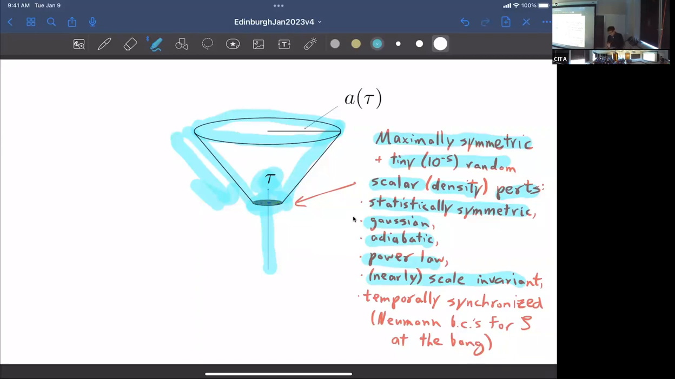And moreover, the perturbations are temporally synchronized in the sense that if you look at perturbations at different wavelengths, they seem to have all gone... It's as if the universe was really radiation dominated all the way back to the bang, as if all the perturbations satisfied a Neumann boundary condition. So they all sort of stopped, at a peak of their oscillation right at the Big Bang, started in sync in that sense. And then the only reason they got out of sync later is because different modes of different wavelengths oscillate at different frequencies. And so there appear to be Neumann boundary conditions for the scalar perturbations at the Big Bang.